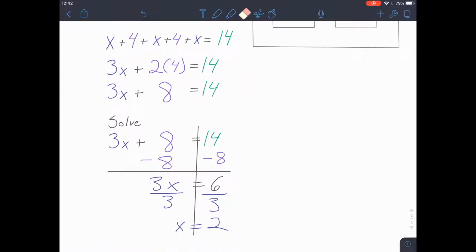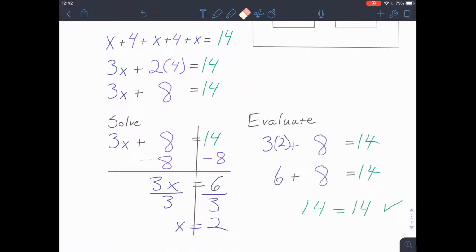If we then wanted to check that this was correct, we could evaluate our expression for x equals 2 by replacing the x with 2 and doing 3 times that 2, which is 6, and adding 6 to 8, which is 14. Since 14 is equal to 14, then our equation was solved correctly, and we do have 2 feet in between our posters and our walls.